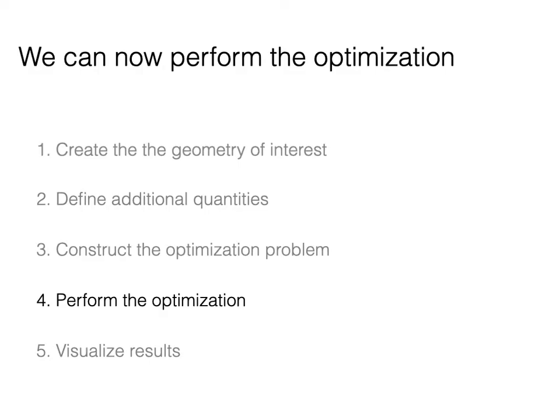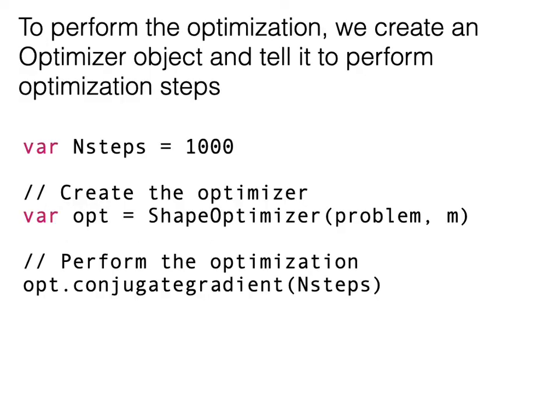We're now ready to perform the optimization, and to do that, we create a separate optimizer object and tell it to perform some optimization steps. Here, we'll tell it to perform up to 1,000 steps. We'll create the optimizer, giving it the problem of interest and the mesh, and then we'll tell it to use the conjugate gradient method to perform however many, up to n steps. It will automatically stop, based on certain criteria that we'll discuss in a later video.